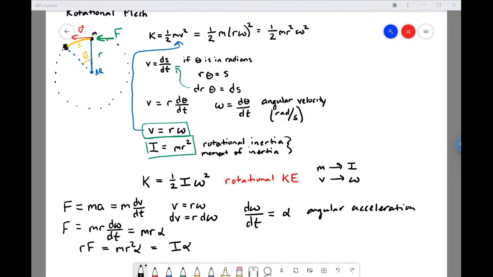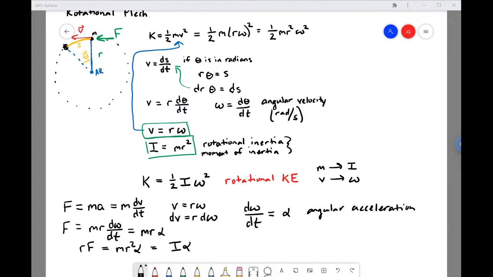So we get this correspondence again, where now the I has taken the place of the m, and alpha, the rotational correlate to a, has taken the place of a. So an angular acceleration has taken the place of a linear acceleration. Rotational inertia has taken the place of mass, which we can think of as linear inertia. Okay, but now instead of F, we have R times F.